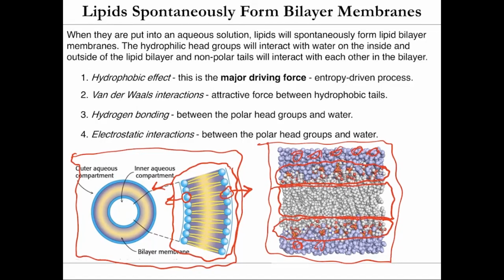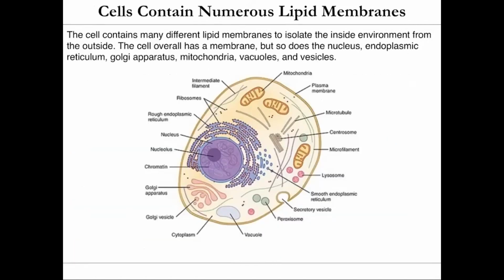This happens spontaneously. There are a lot of different forces driving this. The main one is the hydrophobic effect, which is actually an entropy-driven process. We don't need to go into that, but basically it's the effect that nonpolar molecules are going to interact with each other in an aqueous environment. That's going to drive that force. There are also other types of interactions involved, but the important part is that these lipids, because they have a polar group and a nonpolar group, will spontaneously form these bilayer membranes. Each one of your cells is going to contain many different lipid membranes.